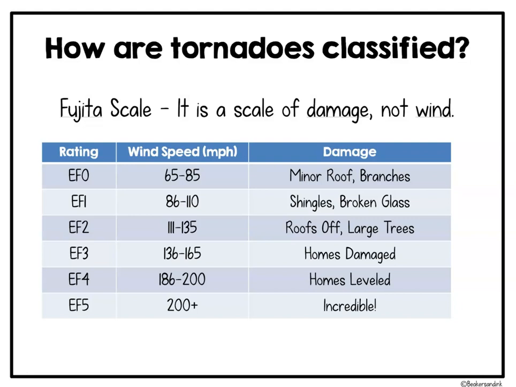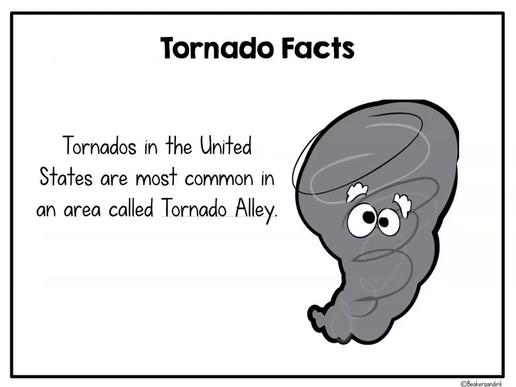Okay, if there's just some minor roof damage and maybe some branches about, they know that it's a wind speed of 65 to 85 miles an hour that would cause that kind of damage, and therefore it would get a rating of an EF0. Tornadoes in the United States are most common in an area called Tornado Alley.